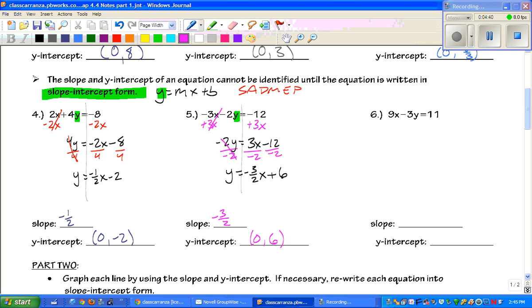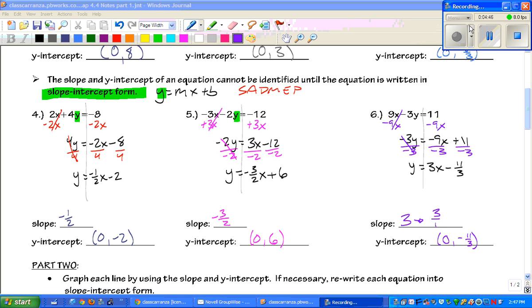All right, number 6, you are all on your own. Go ahead and pause the video and see how you do. When you solve this, make sure to get the y by itself. The first thing we have to do is subtract the 9x from both sides, then divide by -3. Make sure you pay attention to your signs, because when you divide two negatives, you get a positive. And like we talked about before, it's okay to have a fraction as your y-intercept.